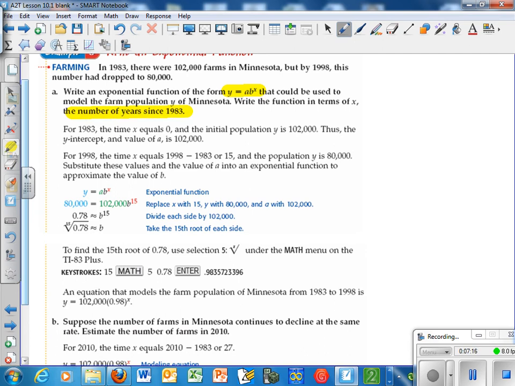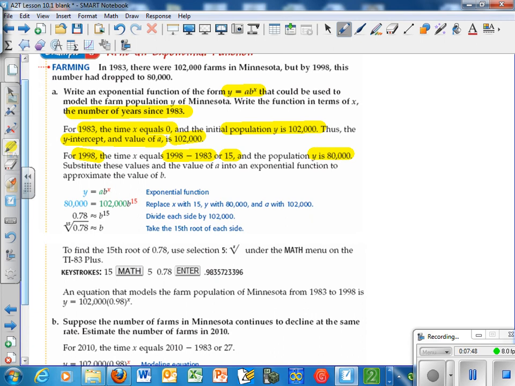So for 1983, the time x, so that's kind of the starting year, they're saying x equals 0. The initial population in 1983 is 102,000. Thus the y-intercept, or the value of a, which is where you're starting at, is 102,000. For the time, then we've got to figure out how many years it is from 83 to 98, which is kind of our ending time. So they do some subtraction here, and that's 15 years after the initial year of 1983. It's at 80,000 then. It had dropped to 80,000.